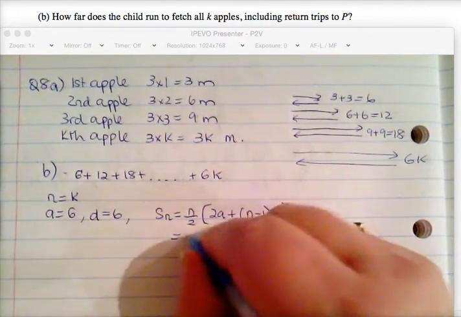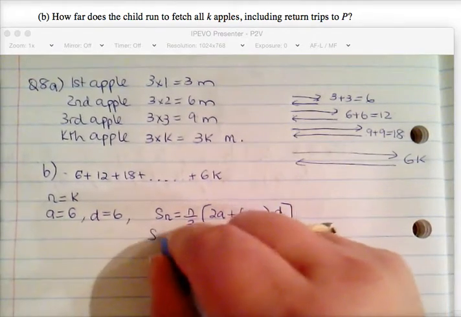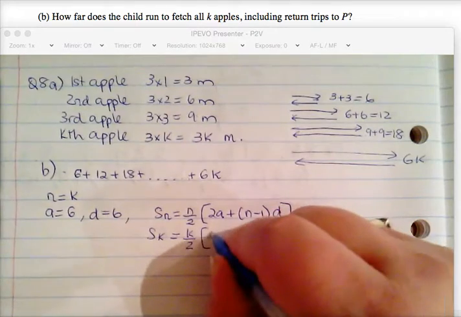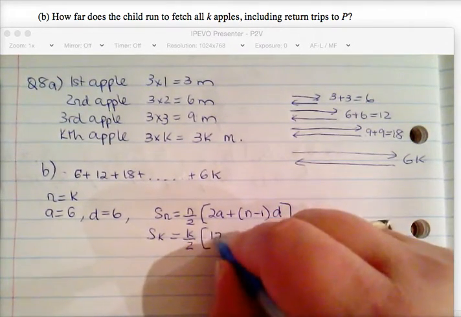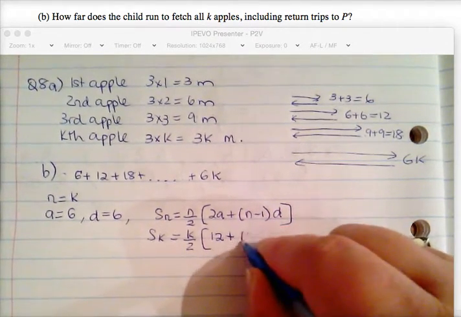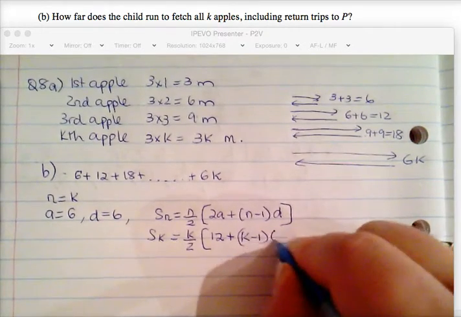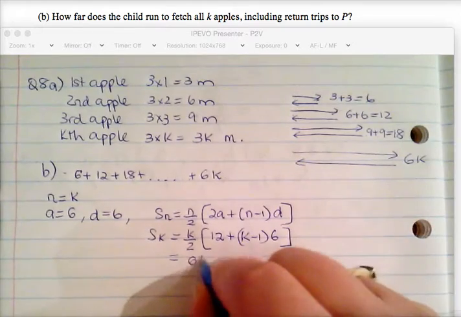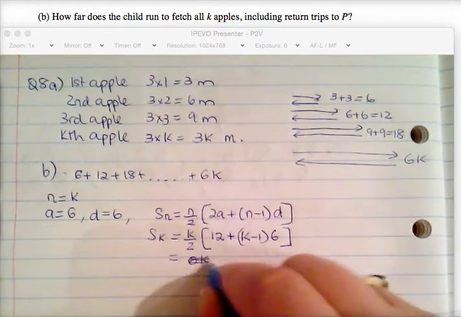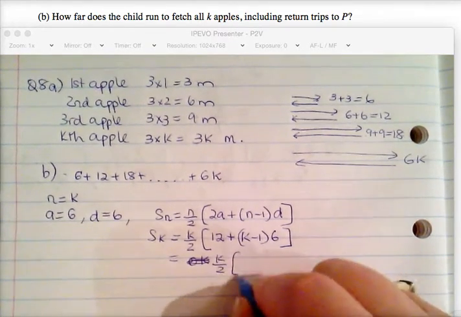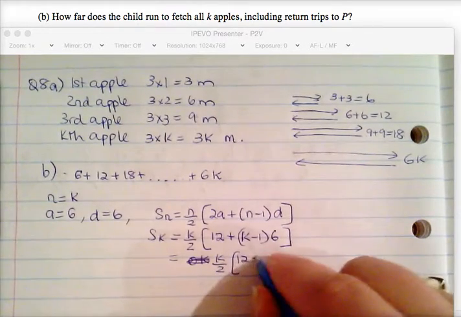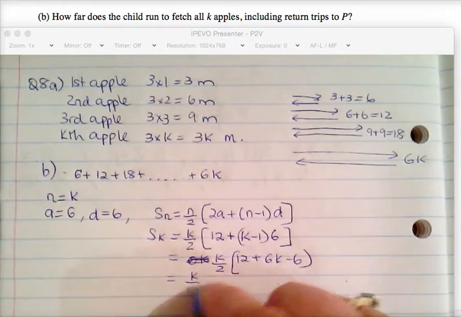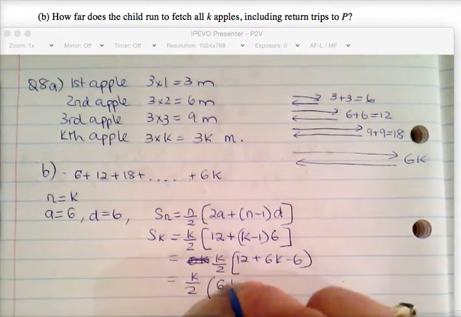Now we know that n is k, so it's k on 2. So the sum for k return trips is k on 2, 2 times a, which is 2 times 6, which is 12, plus k minus 1 times the common difference, which is 6. Sorry, I'm going to keep the k on 2 out, separate actually. k on 2, let's just expand. 12 plus 6k minus 6, which is k on 2, 6 plus 6k.